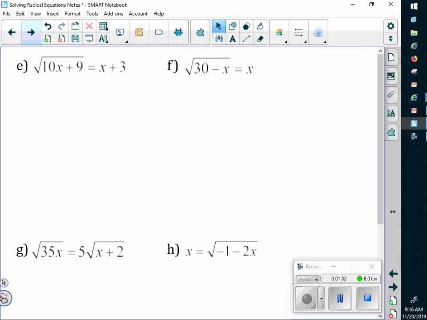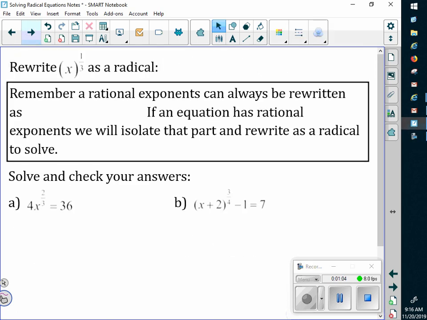All right, so we are on this page. Now, at the very top of that page, let me see what your notebook says. Okay. Your notebook says rewrite x to the 1/3 as a radical. So can you write that like this? X to the 1/3. The address of the house. What's the address of the house? 3. Good. So this is the cube root of x to the first power.